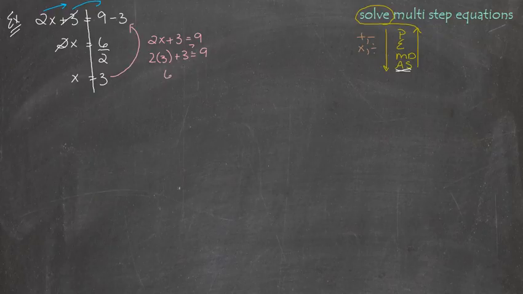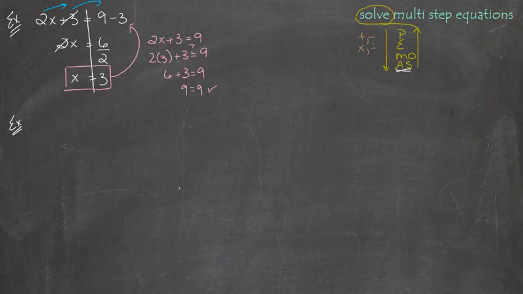2 times 3 is 6 plus 3. This is looking good for us. 6 plus 3, 9 equals 9. Since this is true, I can say yes. x equals 3 is the correct solution for this x value in this equation. Good golly, that was fun.